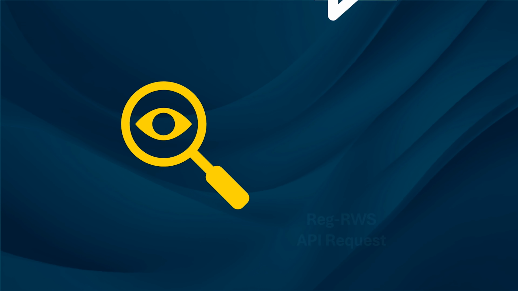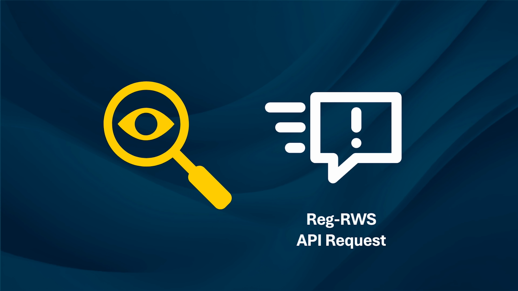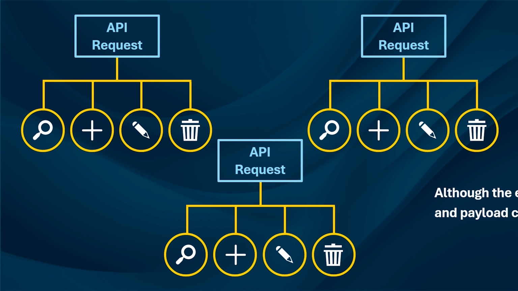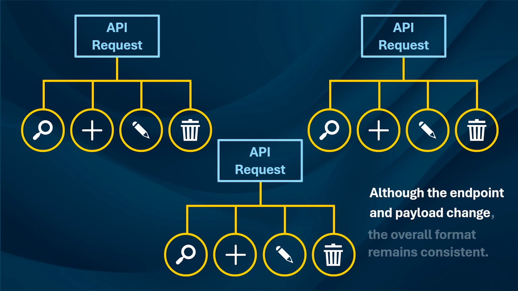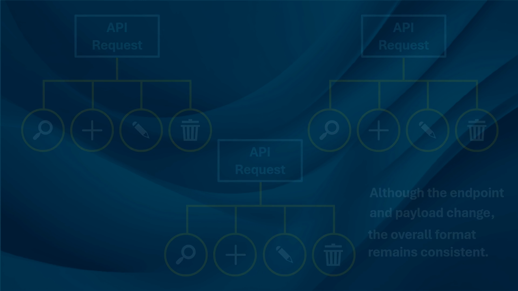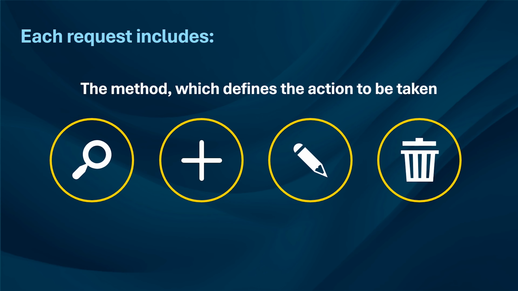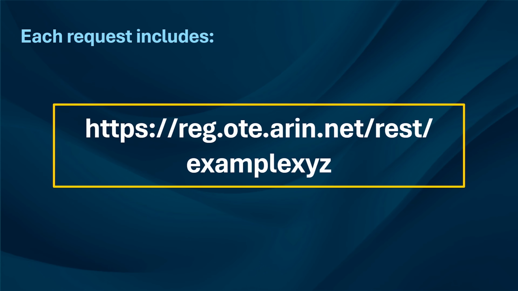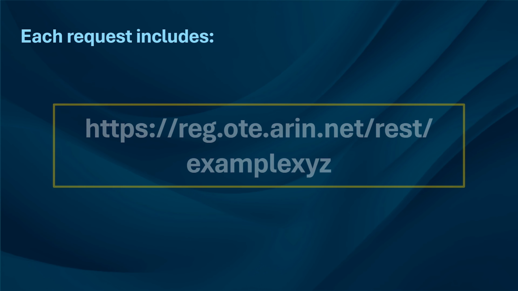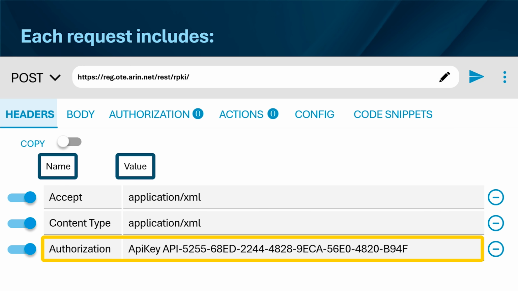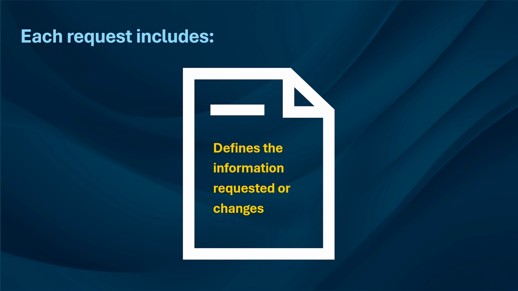Let's take a brief look at the structure of a typical Reg-RWS API request. Every Reg-RWS call follows the same basic structure. Although the endpoint and payload change, the overall format remains consistent. Each request includes the method, which defines the action to be taken, the GET, POST, PUT, and DELETE calls as described earlier; the URL, which directs the call to the appropriate endpoint; the authorization header name and value, where your API key is provided; and the content of the call, which defines the information requested or changes to be made.